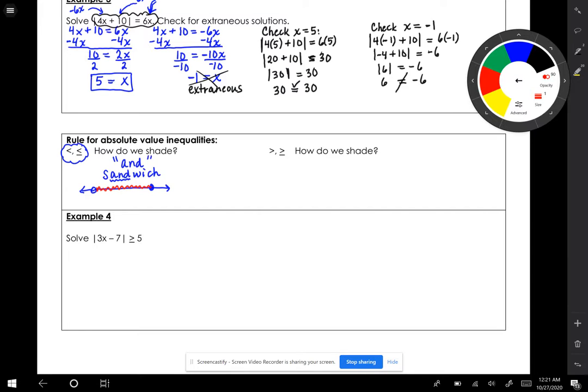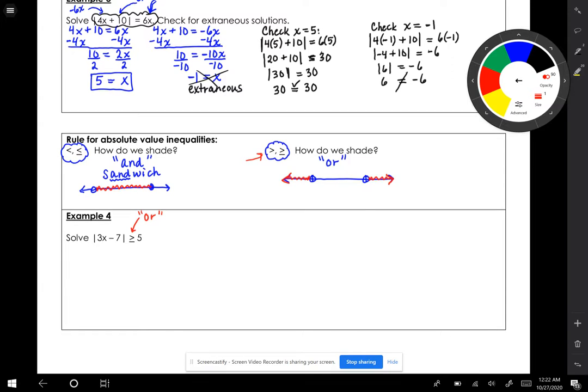If the absolute value is greater than or equal to, it's going to be an OR graph. And remember, OR graphs are two rays. So you could have, again, two open circles, one open, one closed, and so on. But the graph would be going in opposite directions. And so if we look at example four, first determine if it's AND or OR. Since it's greater than or equal to, that is going to be an OR graph according to this right here. So this is an OR graph.